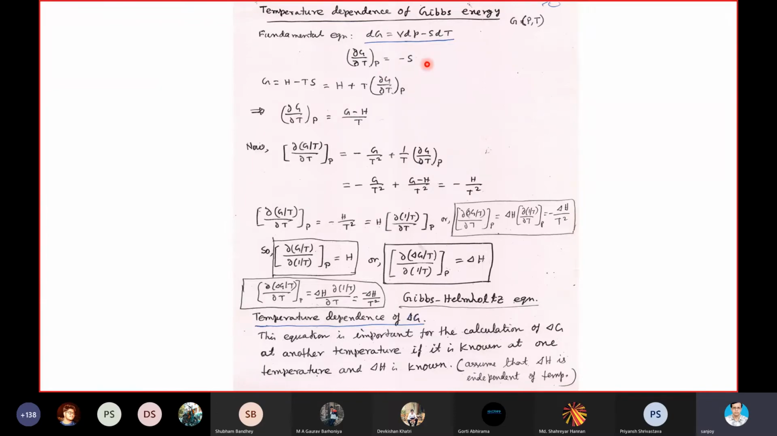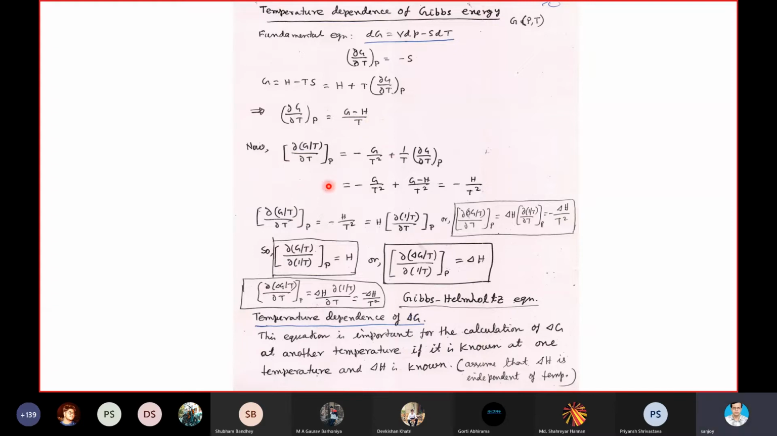Entropy cannot be computed very easily, so we need to convert it. We start from the definition G equals H minus TS. Now this entropy expression we write like this, and from here I get del G del T at constant P in terms of G minus H by T. Basically, the entropy we have replaced by this, G minus H by T.